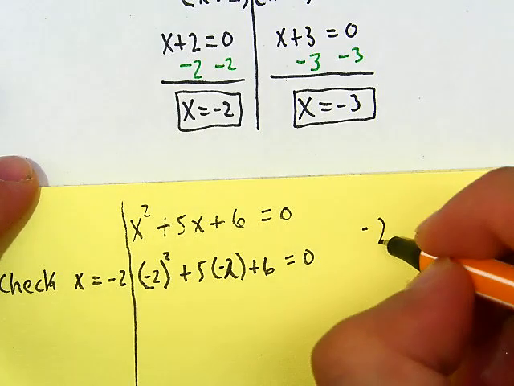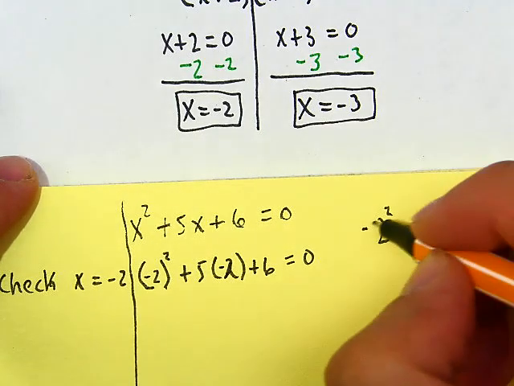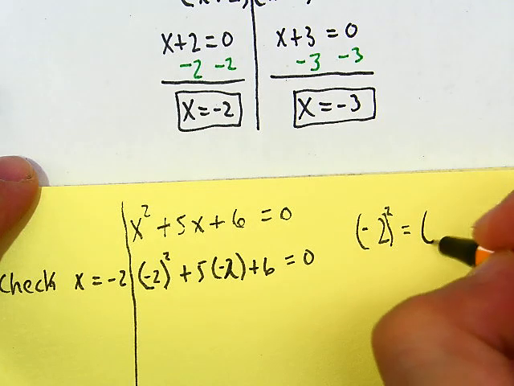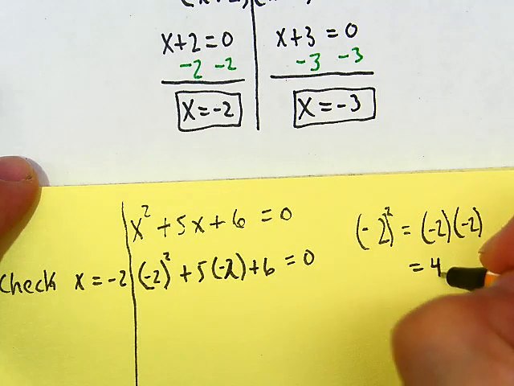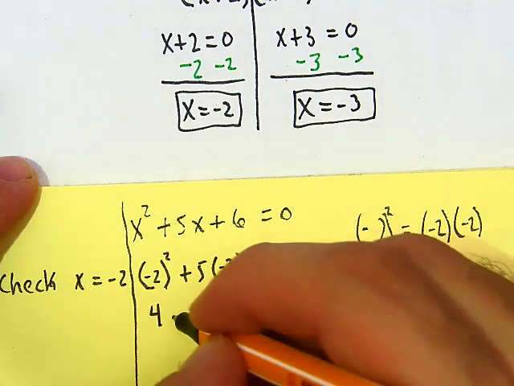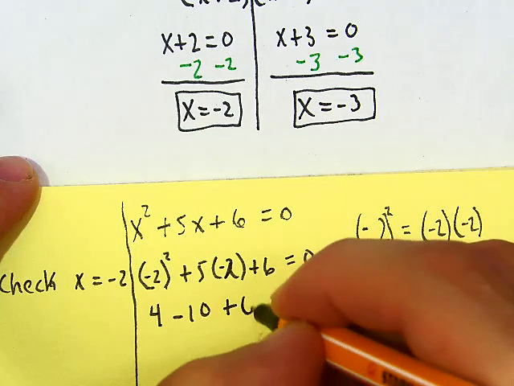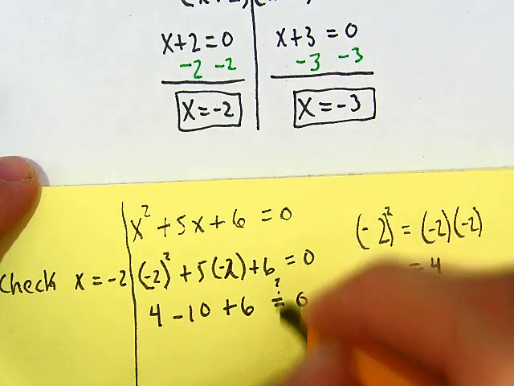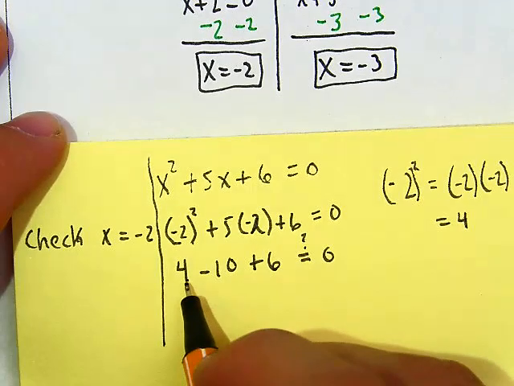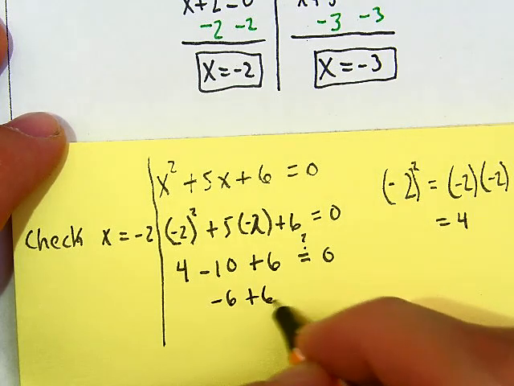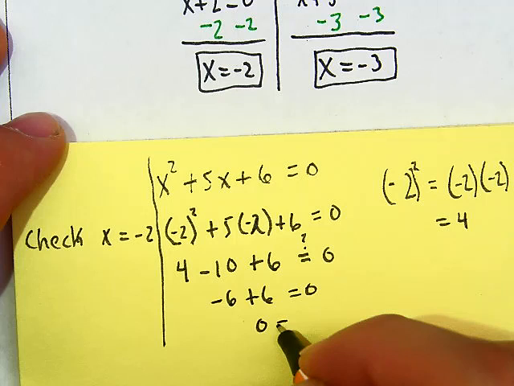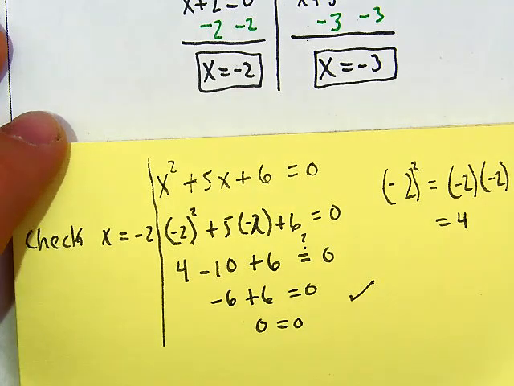Now what is -2 squared? Remember, -2 squared is two of these, so it's -2 times -2. And that's just equal to, a negative times a negative is a positive, 2 times 2 is 4. So this is 4 minus 10 plus 6. Does this equal 0? And it does, because 4 minus 10 is -6, and -6 plus 6 does equal 0, and check.